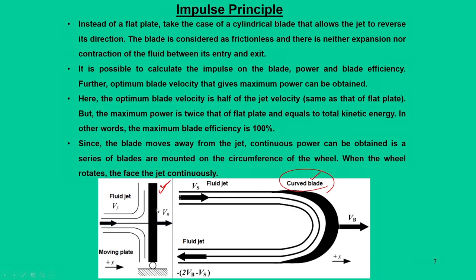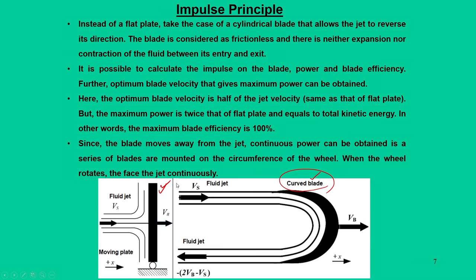Here, when V s impinges on the plate, it spreads in both directions. But here, the fluid jet enters a curved blade and comes back. The fluid jet reflects in a particular direction, in a particular concise manner. Let us see if we can improve this efficiency or increase this power. Instead of a flat plate, if you take a cylindrical blade, it allows the jet to reverse its direction, and this blade is considered frictionless, so that there is neither expansion nor contraction of the fluid from entry to exit.